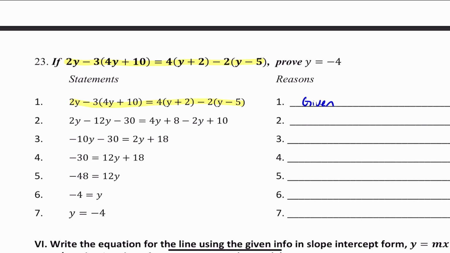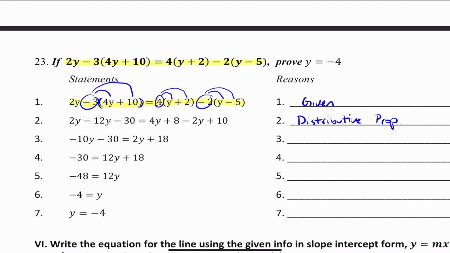Then I notice that, okay, anytime that I'm doing an algebra problem and I see a number in front of the parentheses, that means that I have to use the distributive property. So the number in front of the parentheses here is negative 3. So negative 3 times 4y, and then negative 3 times positive 10, and here 4 times y, 4 times 2, negative 2 times y, and negative 2 times negative 5. So that is using the distributive property.